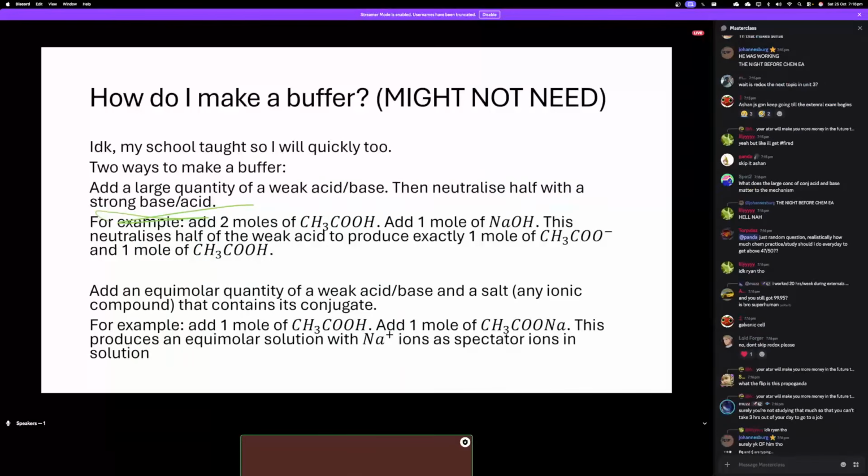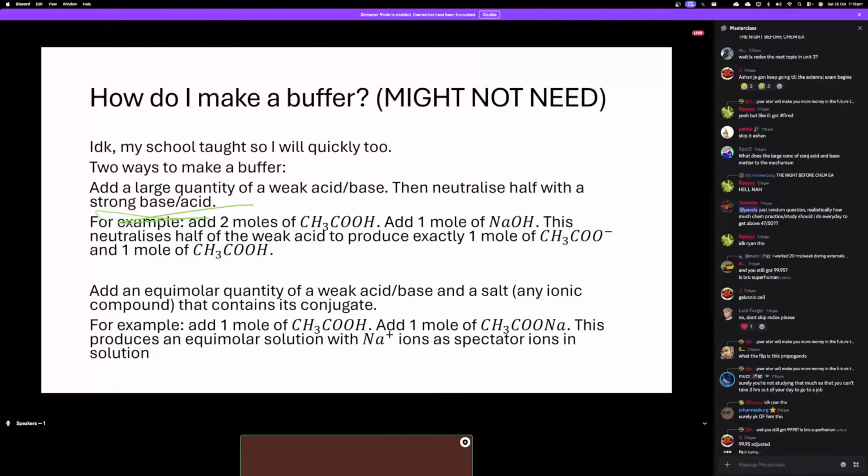Don't skip redox. Oh wait, did you mean skip this slide or skip redox? I'm guessing, I don't know what you meant.